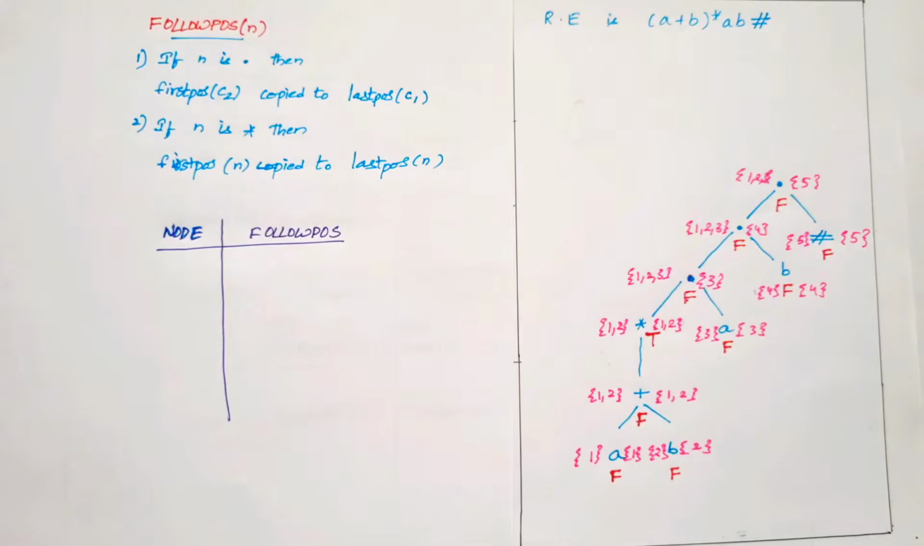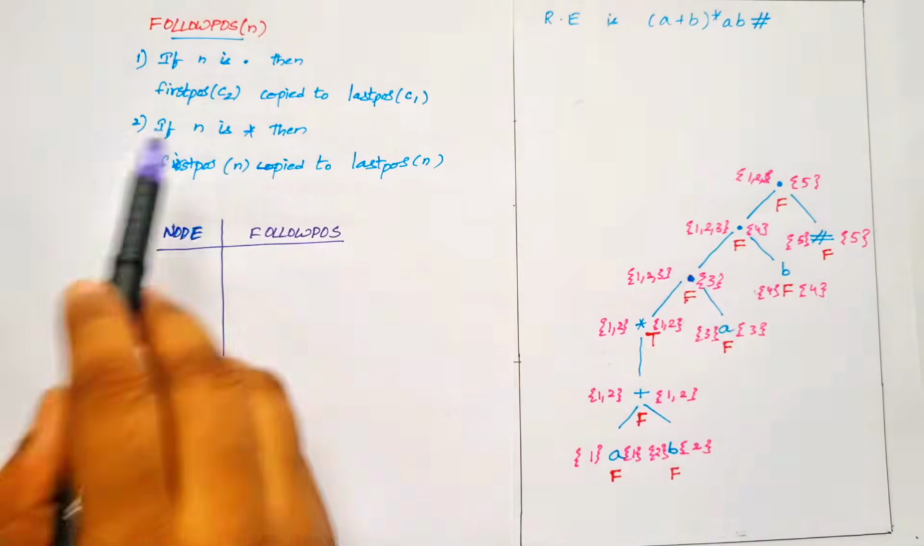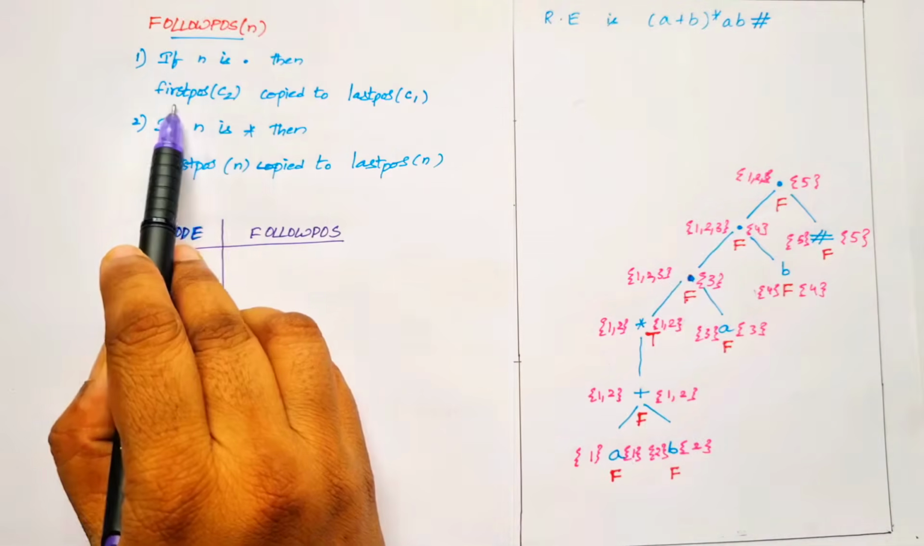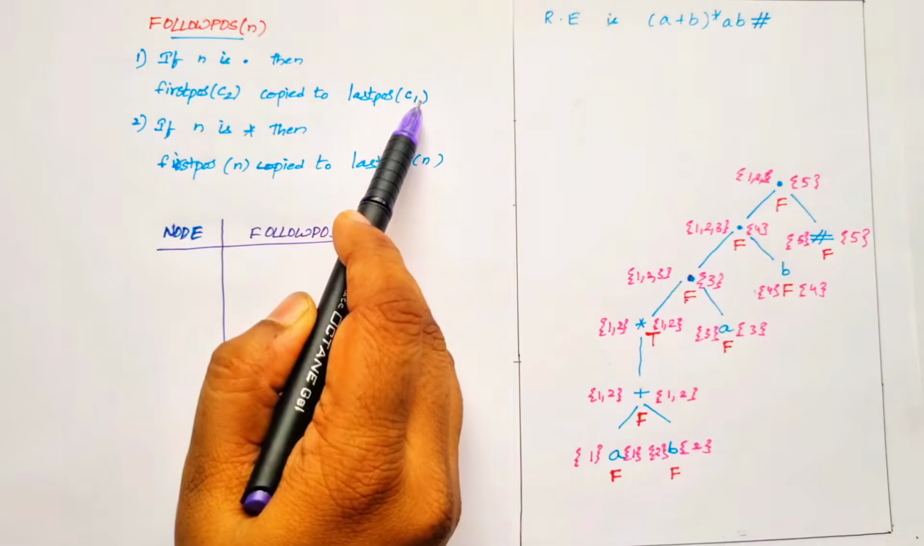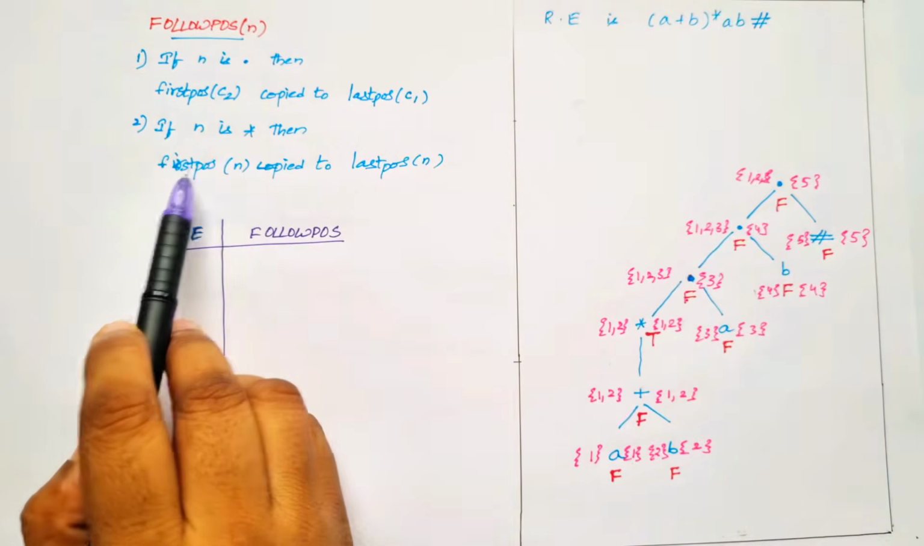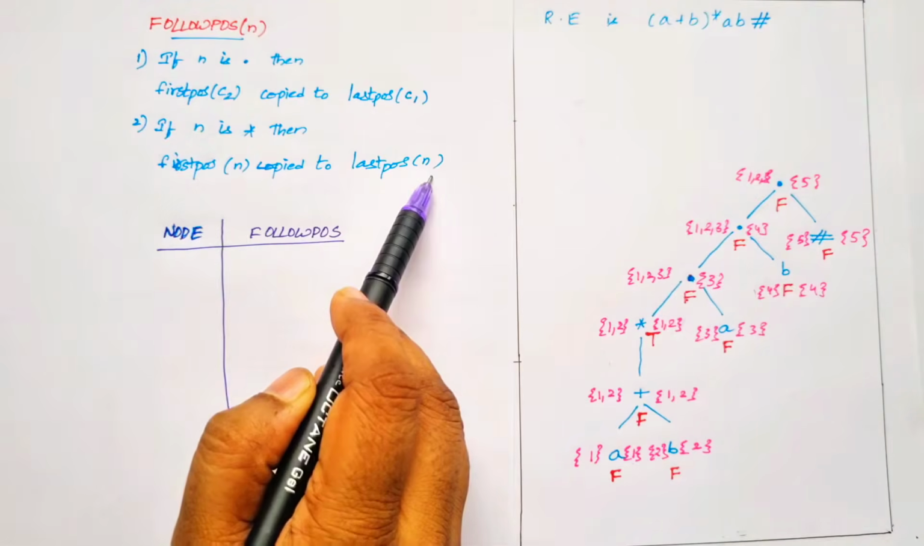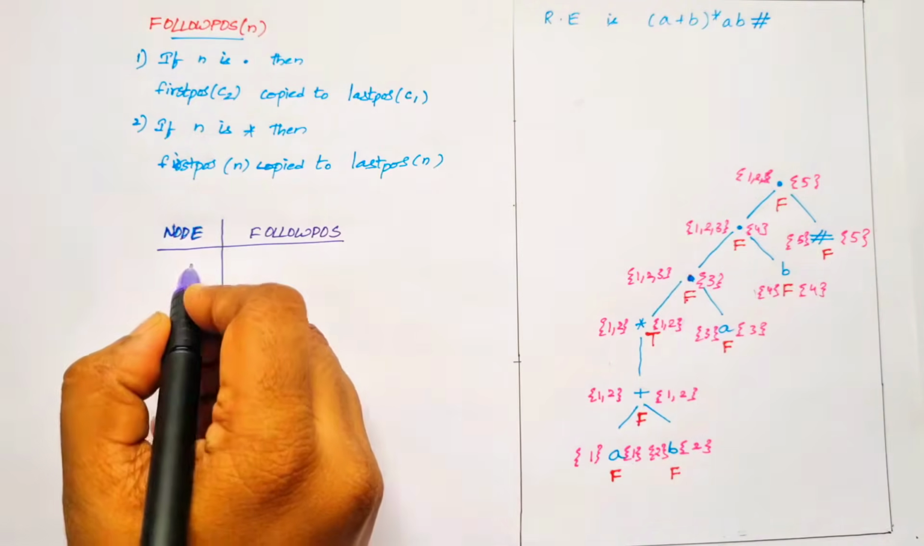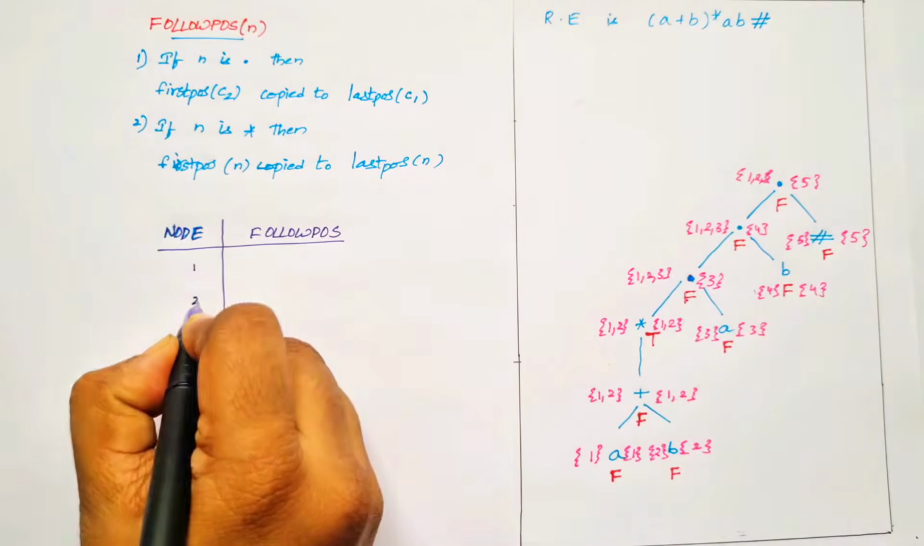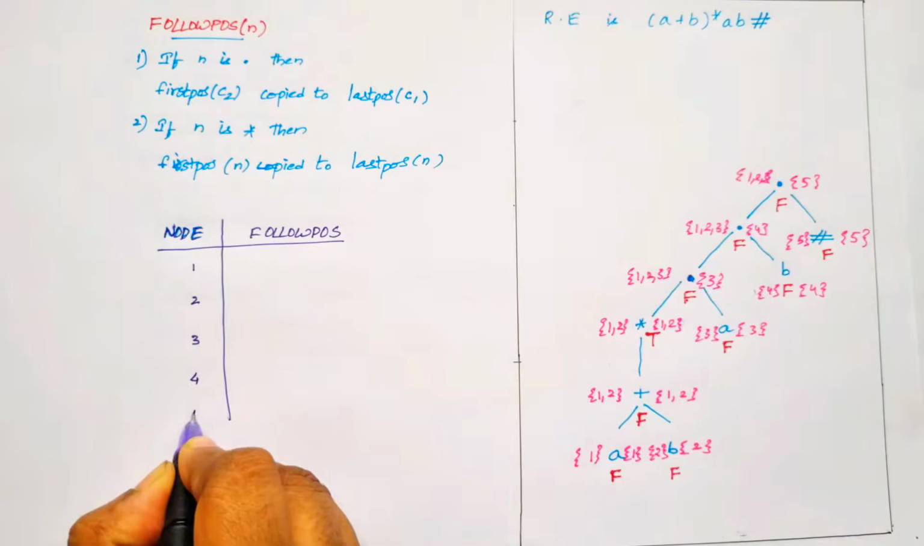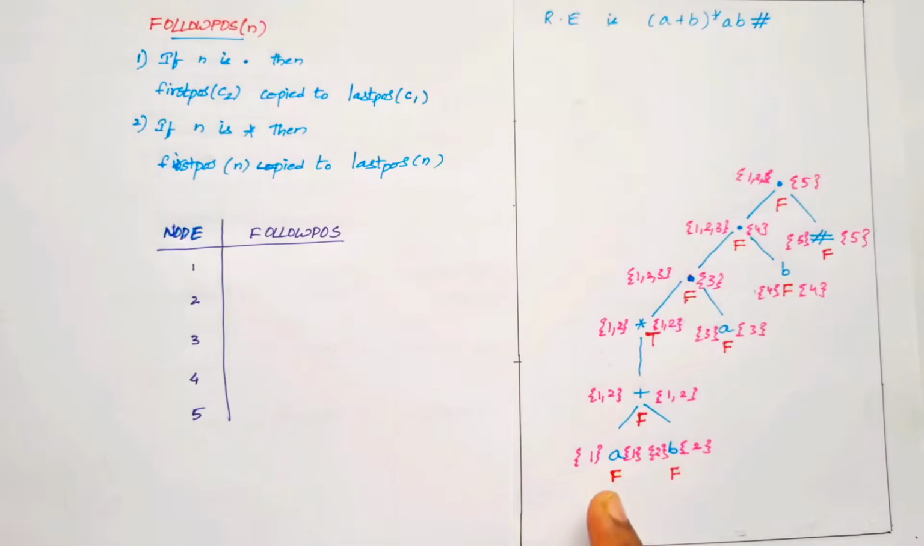Now we shall see how to find out follow position. For finding follow position, there are only two rules, and we will find out follow position only based on dot node and star node. If it is a dot node, then first position of that C2 is copied to the last position of C1. If it is a star node, first position of N is copied to last position of N. Now let us find out follow position for 1, 2, 3, 4, 5. Here we have 1, 2, 3, 4, 5 nodes.